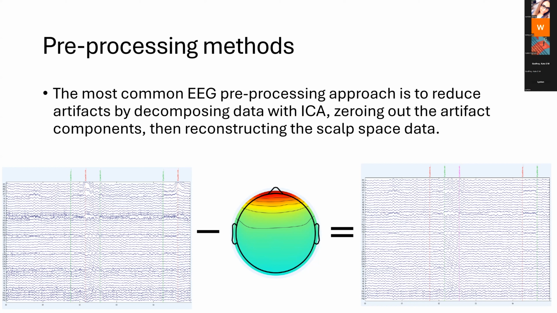I've got an example here of how that looks, where you've got the raw, or not cleaned of artifact, data on the left with some blink components in there, and then the subtraction of the blink artifact component through ICA, and then on the right the data having been cleaned of blinks.